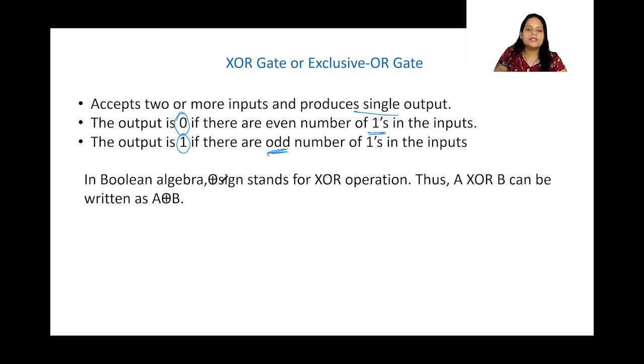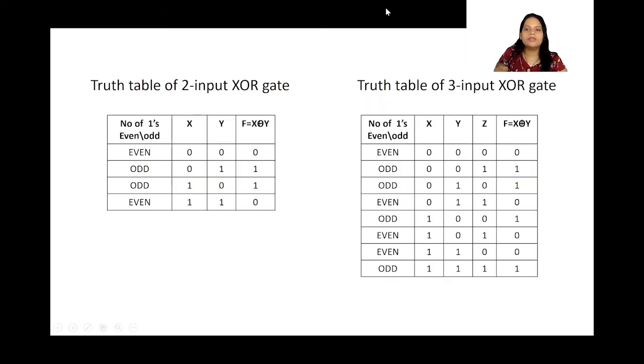The XOR gate is represented with this symbol, that is plus with a circle. If we are doing the XOR operation between A and B, then we will represent it like this. Whenever you see this symbol, you should remember this is the XOR operation, because sometimes they might not give you the word XOR in the examination. They might directly give you this symbol. So let's see how we write the truth table for the same.